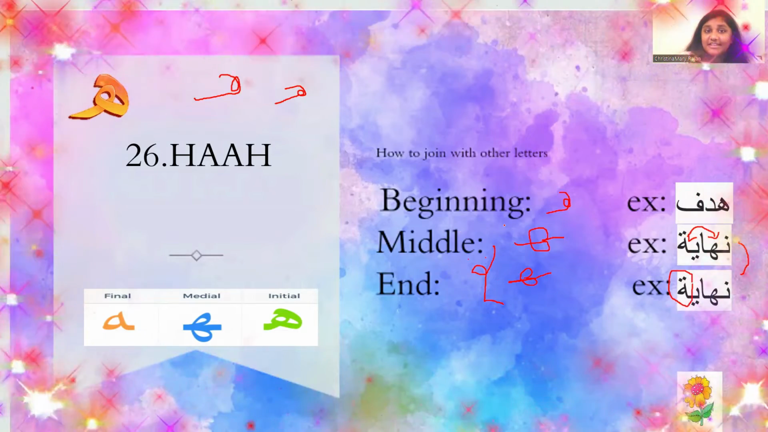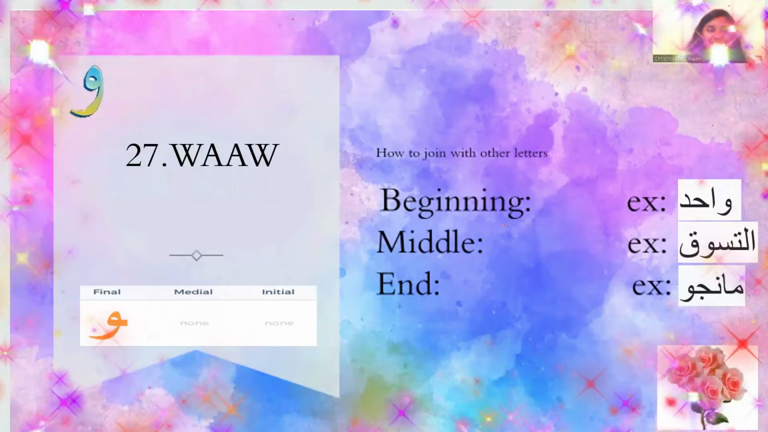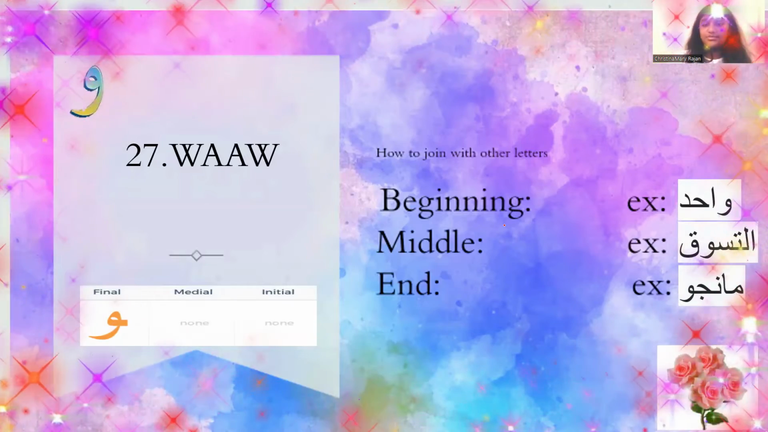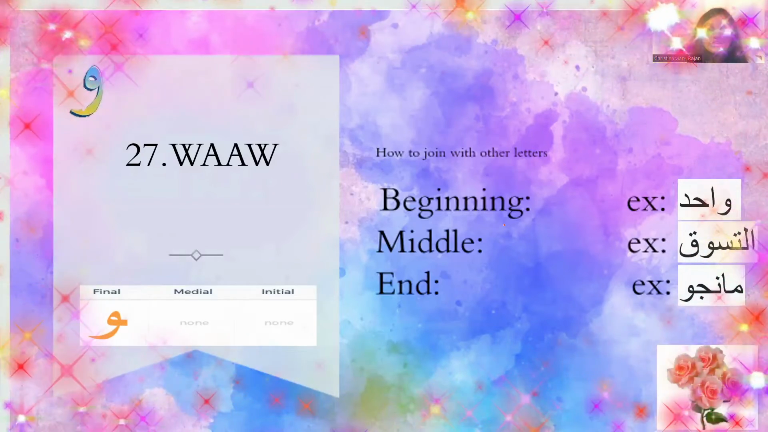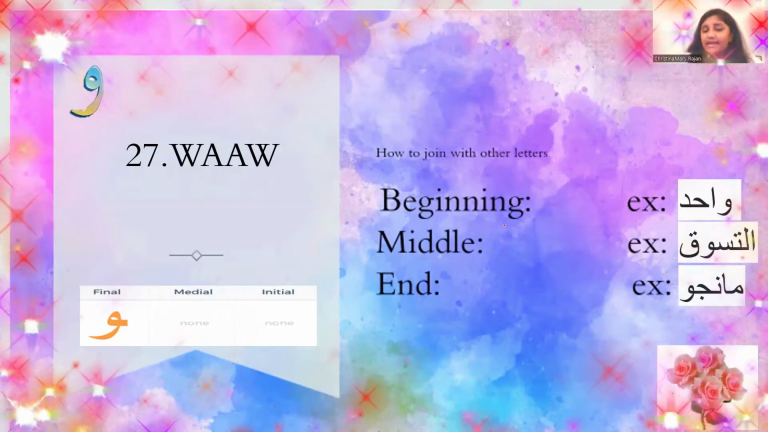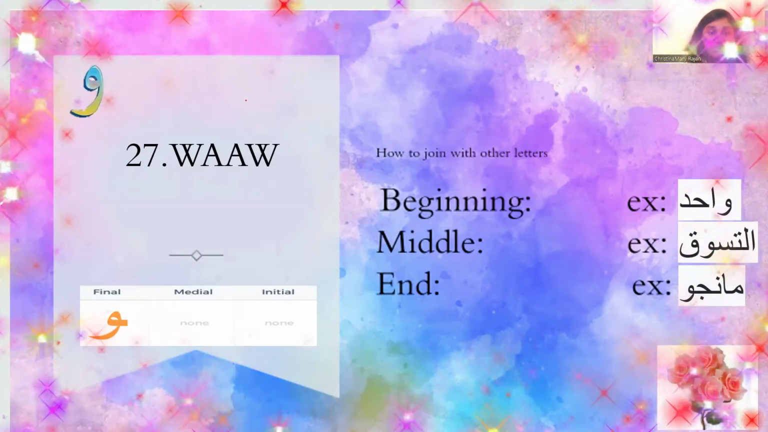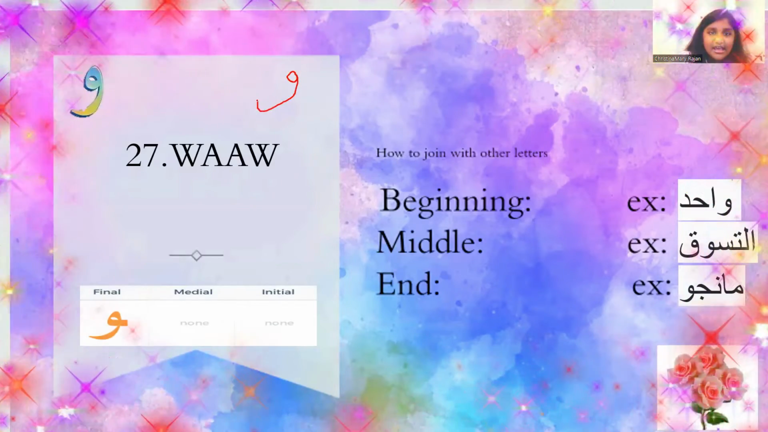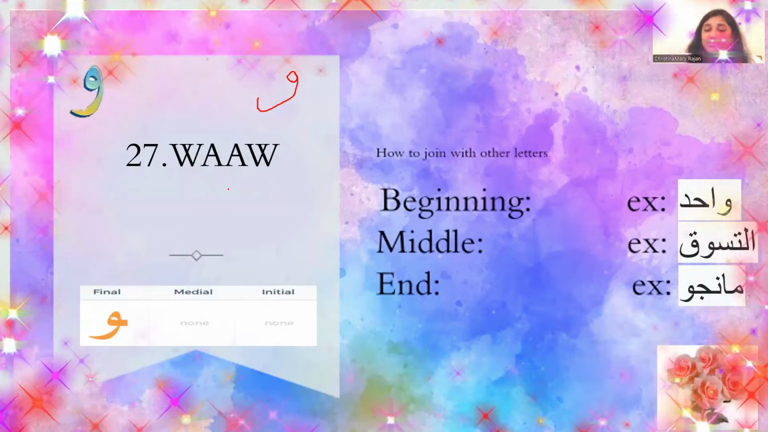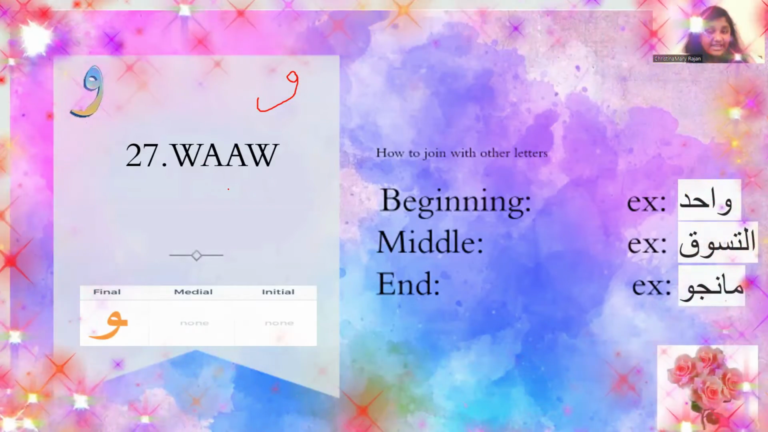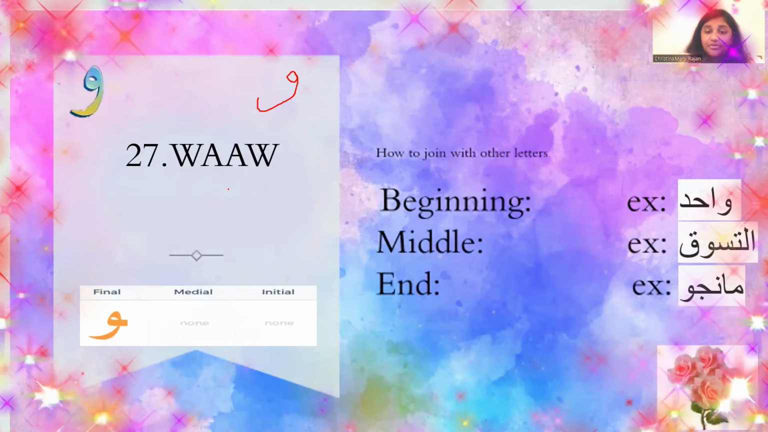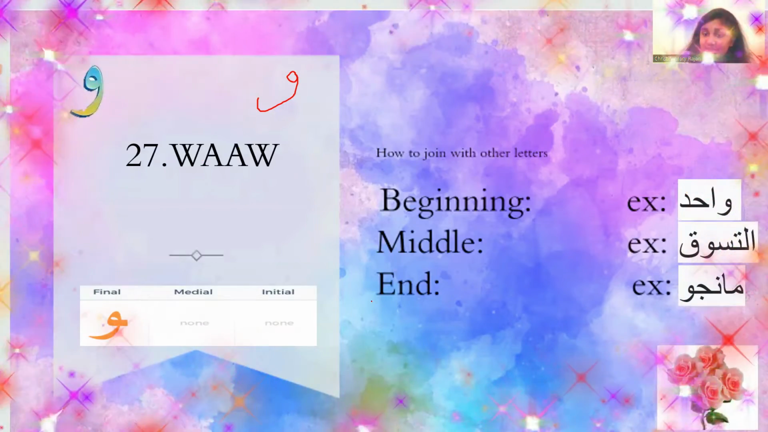So let's go on to our next letter. I'm so excited. So, wow. This is one of the next letters that cannot join with the letters that come ahead of it. So let's see how to write it. It's just like a small circle and down. Great job, Christina, and great job all of you for memorizing these. So in the beginning, let's see how we write it.